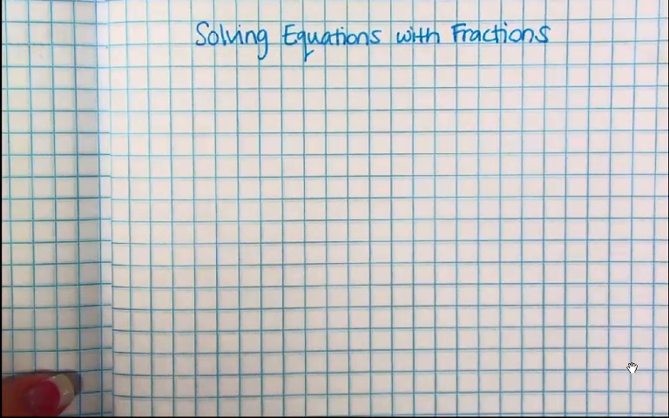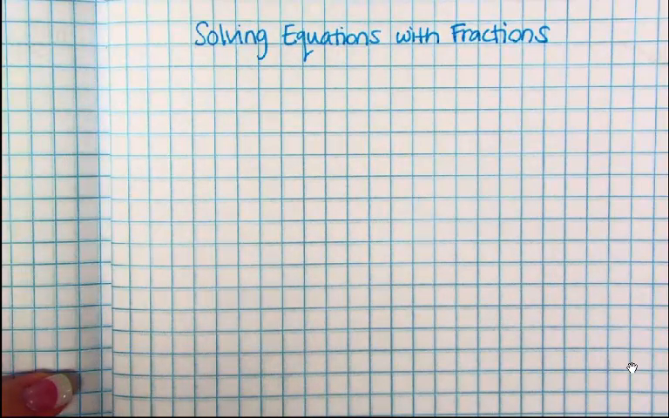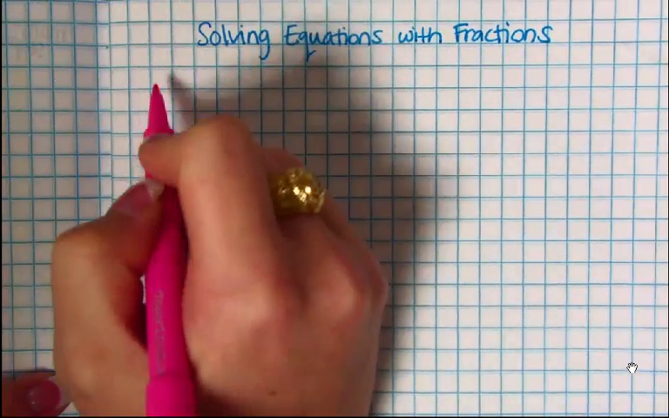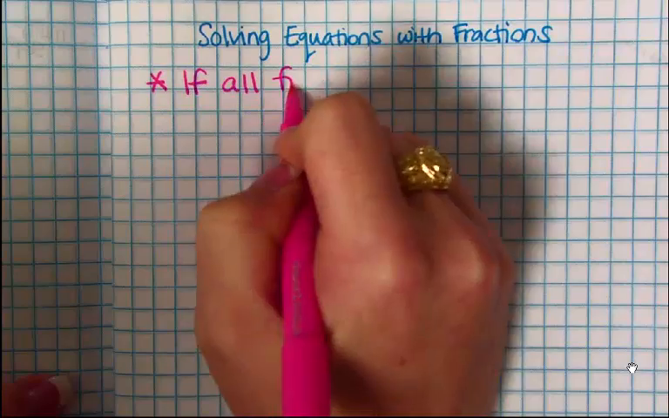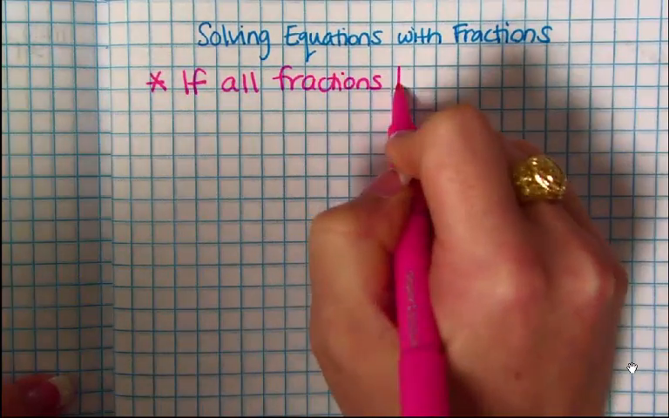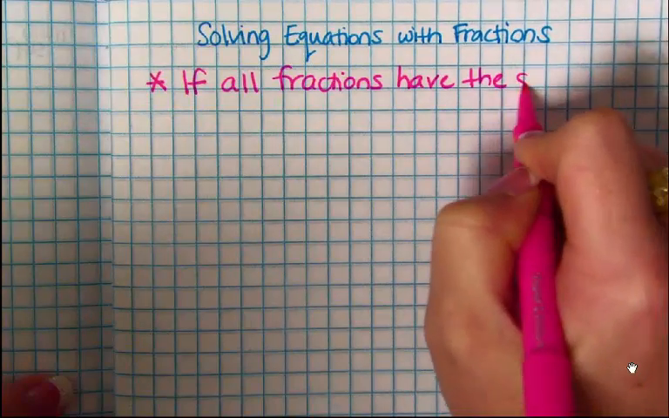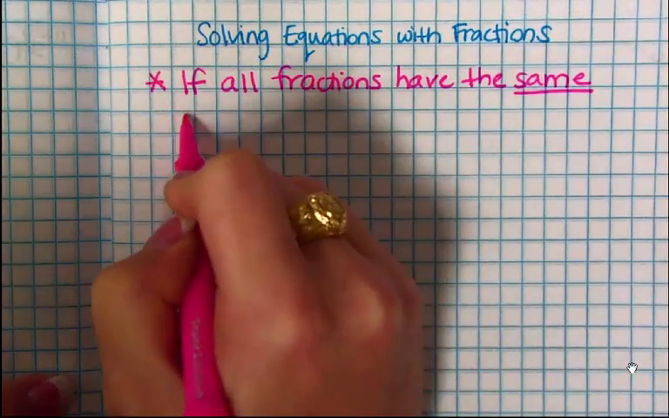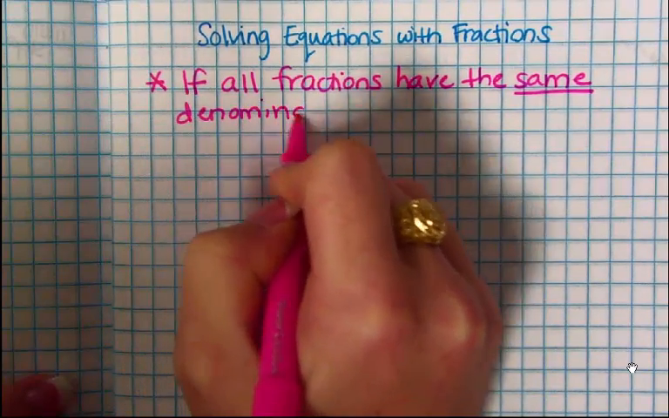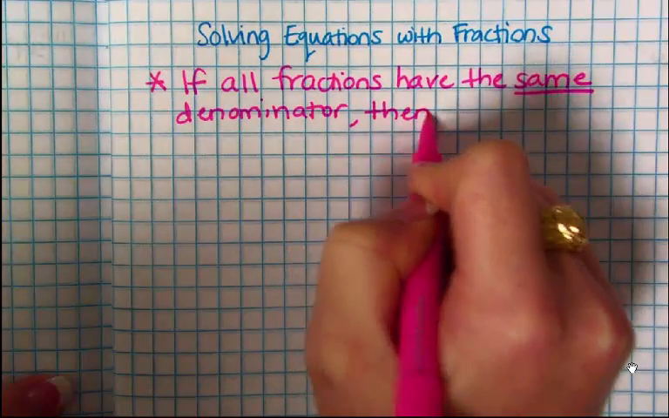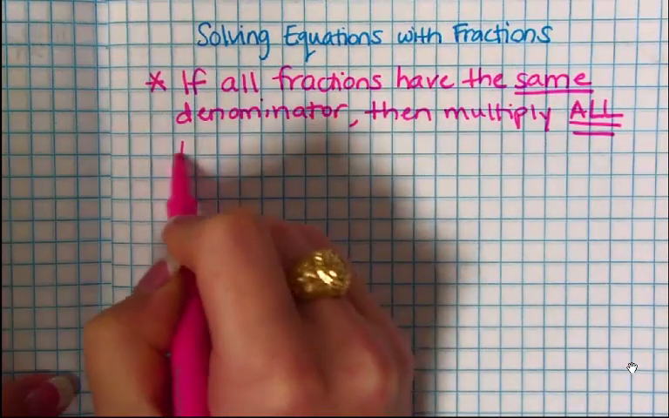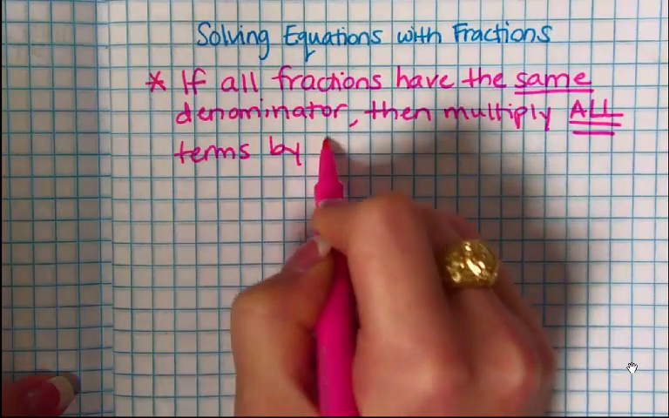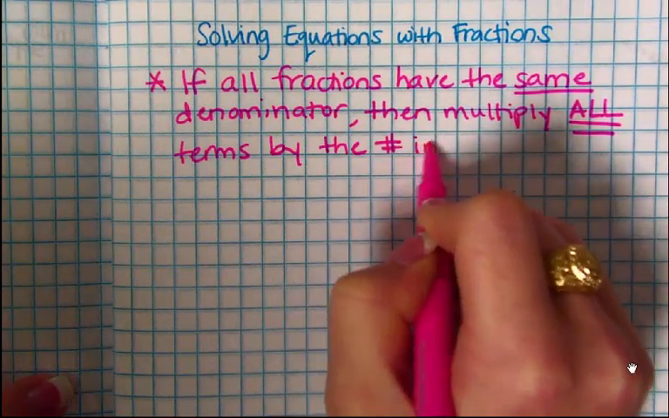There are two different kinds of fractions we might end up with. We could end up with the same denominator, or we could have different denominators. Let's start with the same. If all fractions have the same denominator, then multiply all terms by the number in the denominator.